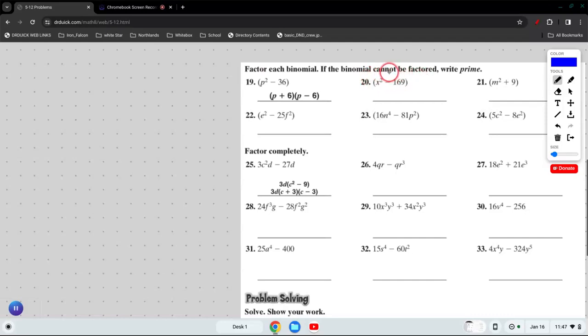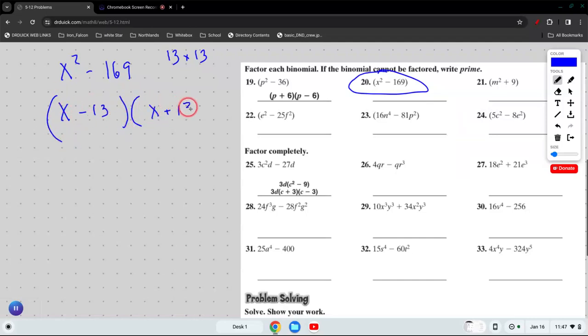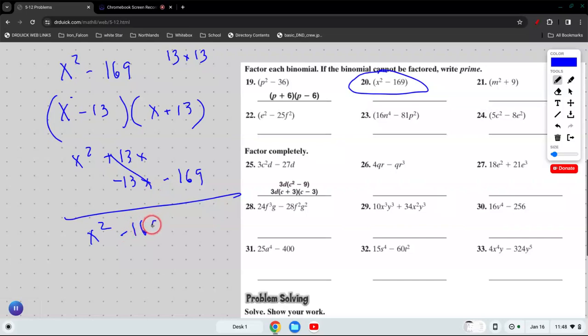This one's interesting. Okay. We'll try this guy. We have x squared minus 169. If I look at this thing, 13 times 13 equals 169, so the square root of 169 is 13. I would put down x minus 13 times x plus 13. They're going to cancel themselves out. Let's try it out. FOIL it. X times x is x squared, plus 13x, minus 13x, and minus 169. Drop a line. X squared, this goes away, minus 169.